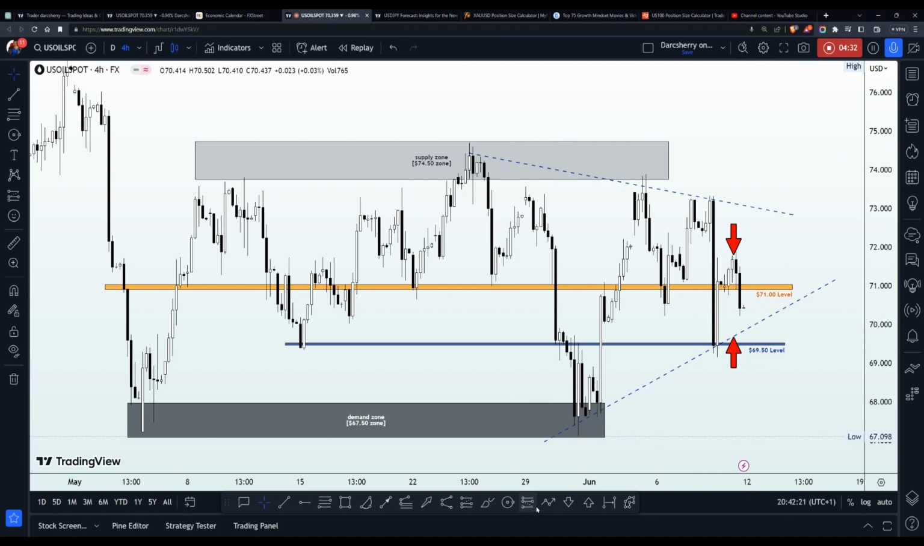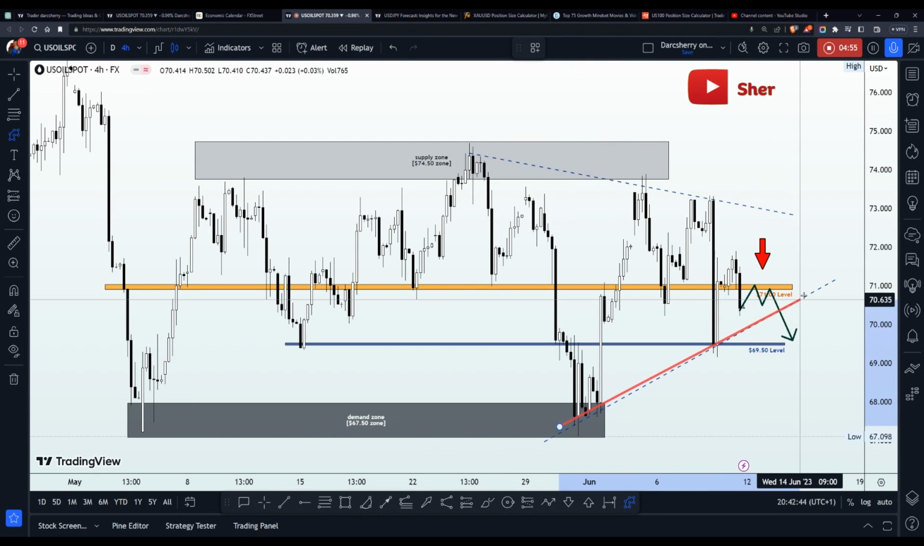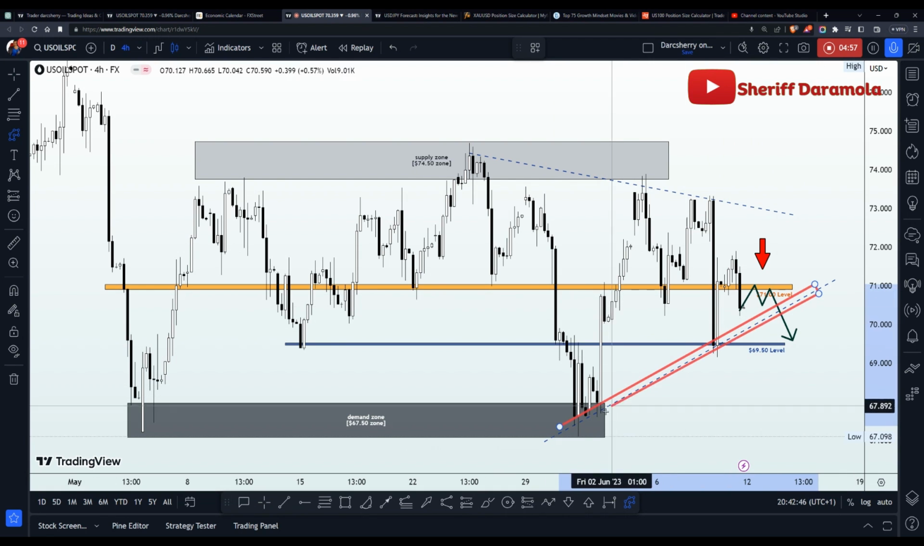So if at any point in time we had a breakout of the $71 level with continued buy pressure above the structure, we are likely getting ready for an opportunity to buy. But if price action continues with selling pressure below the structure, there is a high chance that a breakdown of this support line, this support line right here, hold on a second, let me show you, could incite an opportunity to sell the US oil spot.